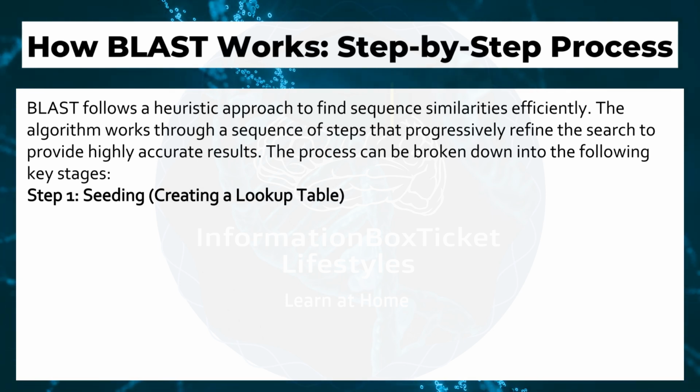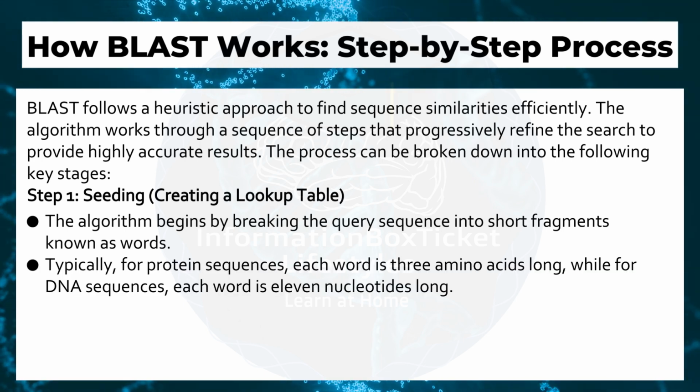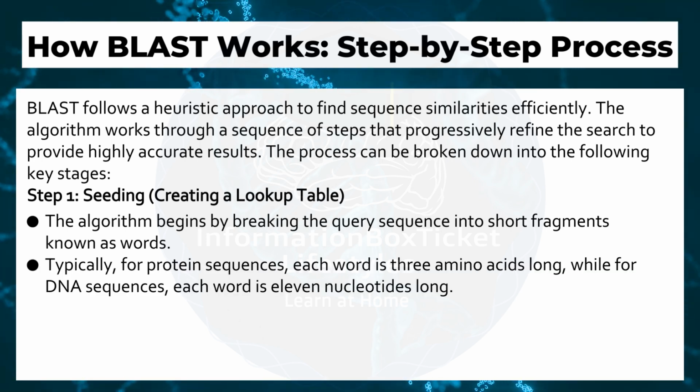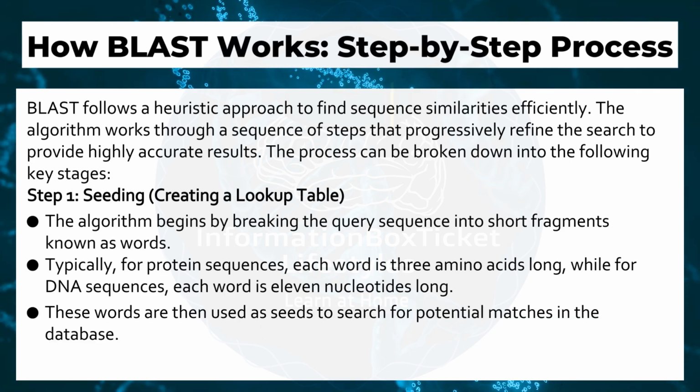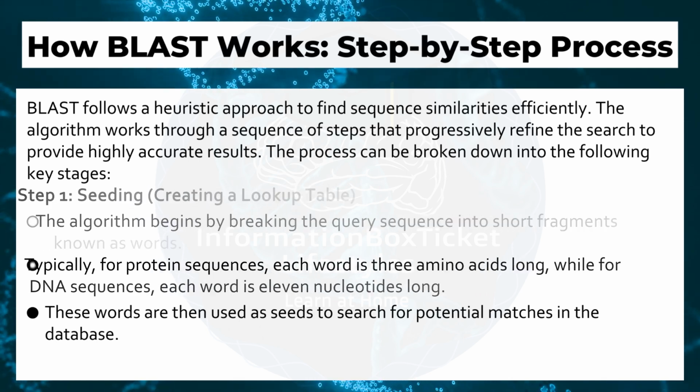Step 1. Seeding, creating a lookup table. The algorithm begins by breaking the query sequence into short fragments known as words. Typically, for protein sequences, each word is 3 amino acids long, while for DNA sequences, each word is 11 nucleotides long. These words are then used as seeds to search for potential matches in the database.